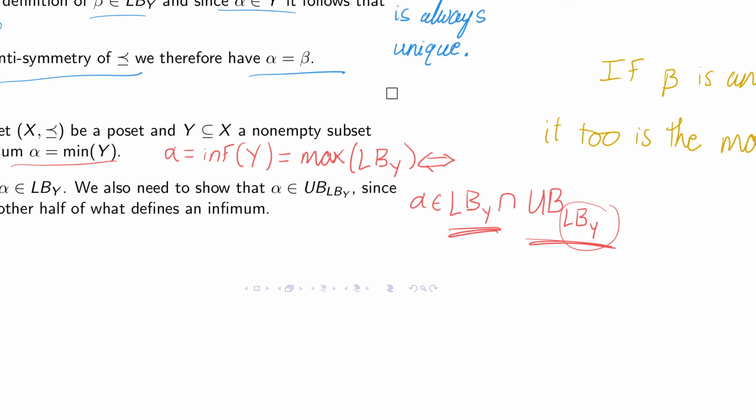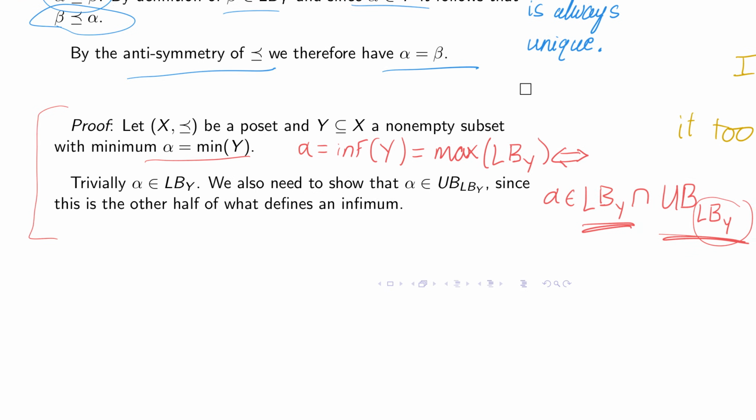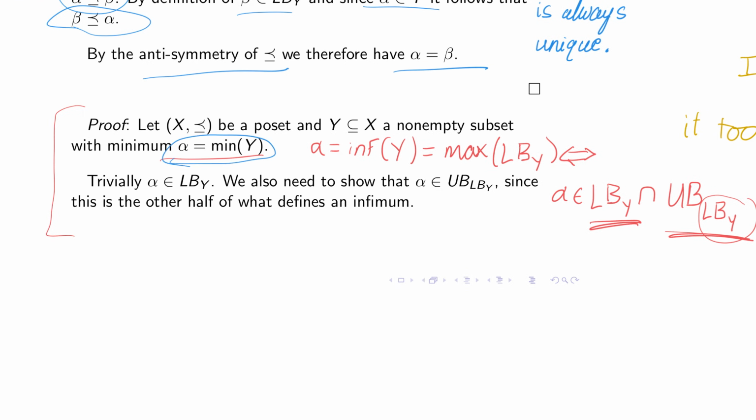Now, one of these is trivial. What have we assumed about alpha? Alpha is the minimum of y, and immediate from the definitions, we know that alpha is a lower bound of y. That's part of the definition of being a minimum, to be a lower bound of the set y. So the fact that alpha is in that part of the intersection here is immediate. The only thing that we still need to show is that alpha is an upper bound on the set of lower bounds of y.